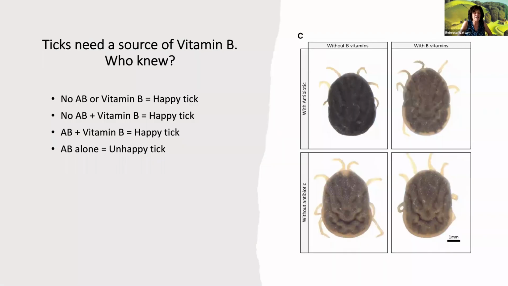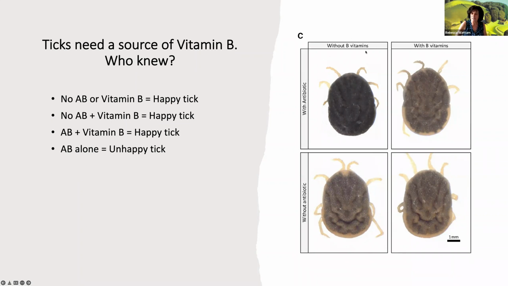So what the authors did was they found out that ticks need a source of vitamin B. Who knew that ticks needed something like that? So they set up this experiment where they treated ticks with antibiotics or withheld antibiotics. When you treat them with antibiotics, that would, of course, kill off any bacteria in the tick. And they treated them with B vitamins if they supplemented them, or withheld supplementation.